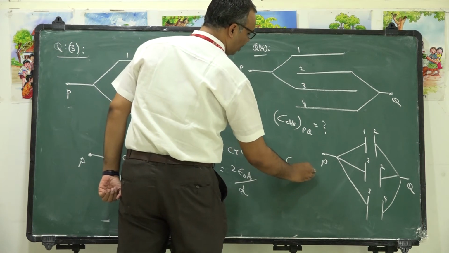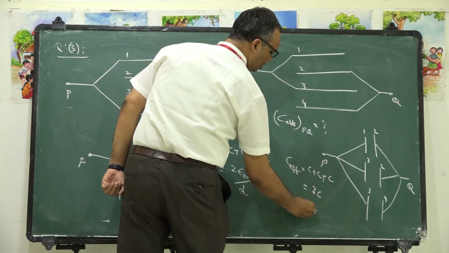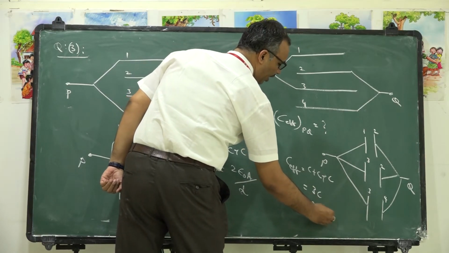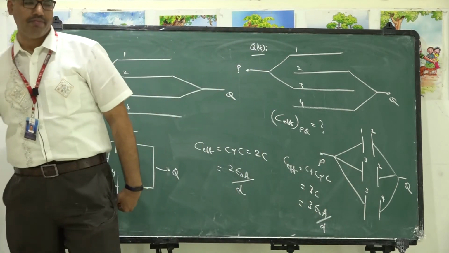C effective is given by C plus C plus C, 3C, that is equal to 3 epsilon naught A by D. That is the answer. 3 epsilon naught A by D.